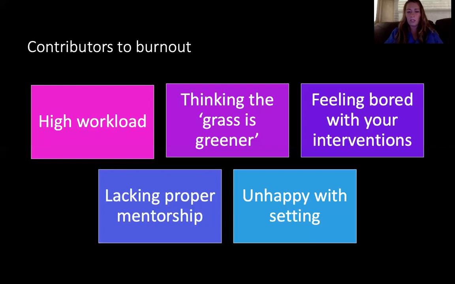Although you may feel that yours is less fulfilling or rewarding, it's still leading to those feelings of just being burnt out.